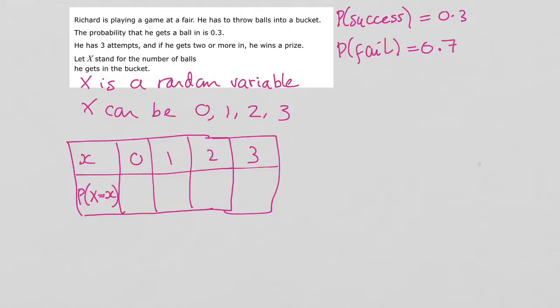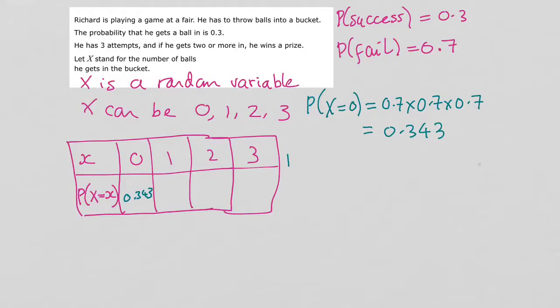So let's have a look at what's happening here. So Richard is throwing balls into a bucket. He could get no balls into that bucket. Well, the probability that he fails is 0.7. So he's got to fail on all 3 attempts. So fail and fail and fail is 0.7 cubed.